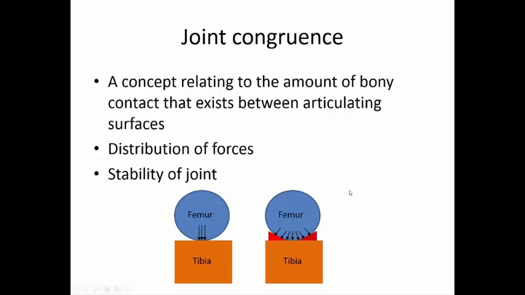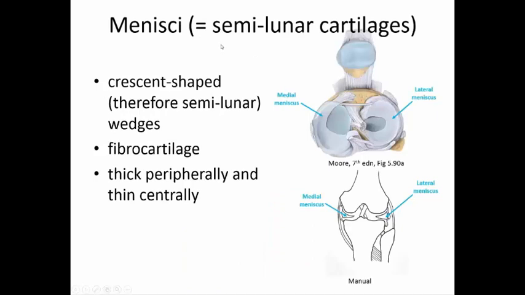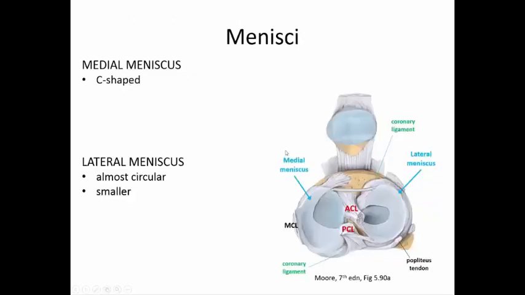We do have these wedges, and these are called menisci. Singular would be a meniscus. These are called semi-lunar cartilages because they look like little half moons, so they're crescent shaped. We have a medial, which is massive. So medial is bigger than our lateral meniscus. This is because our medial condyle is bigger than our lateral condyle. These menisci are made of fibrocartilage. They are thick at the periphery and quite thin at the center. So they are wedge shaped. Medial meniscus is C-shaped, while the lateral meniscus is almost circular.